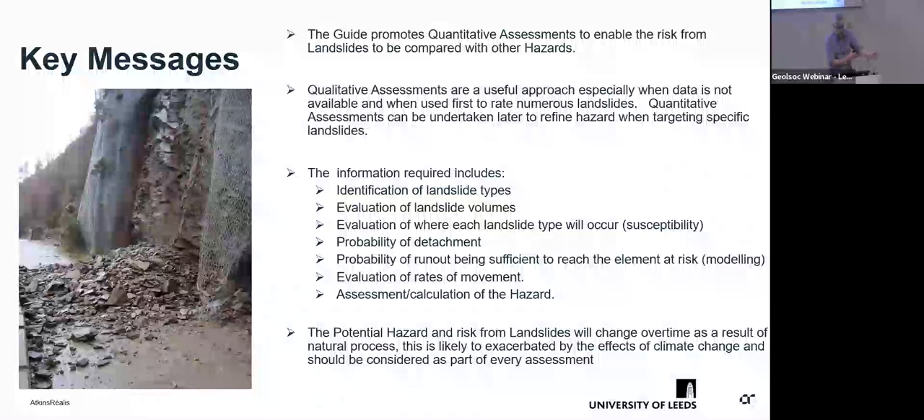So in terms of hazard assessment, here are some key messages that we've got within the guide. Firstly, the guide does promote quantitative assessments to enable that risk to be compared with other hazards. Qualitative assessments are still covered in the guide because they are a useful approach when available. And these are the things that you need to include within the hazard assessment. So it's the identification of landslide types, so you know exactly what you're looking for and the impact that might have, I'll come on to that in a moment. Landslide volumes, so you know the extent of that and where they're likely to occur. The probability of detachment or actual failure occurring, and looking at the run out to see whether it's going to reach the element at risk.